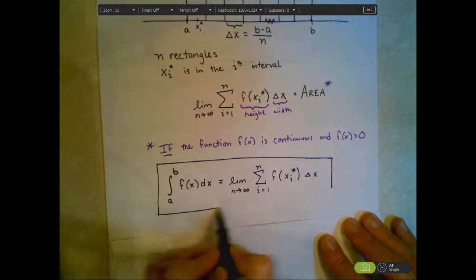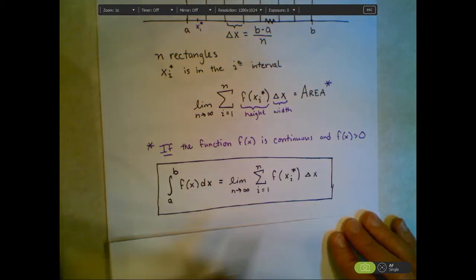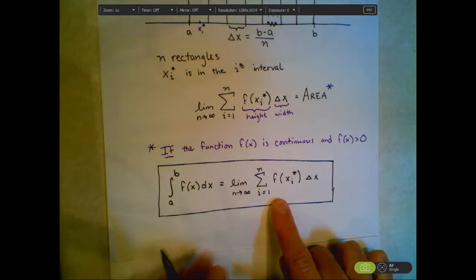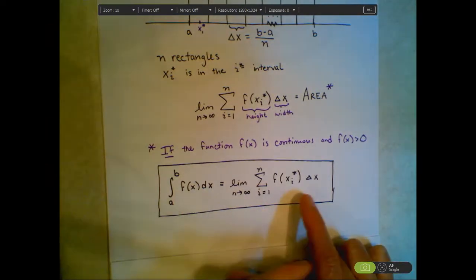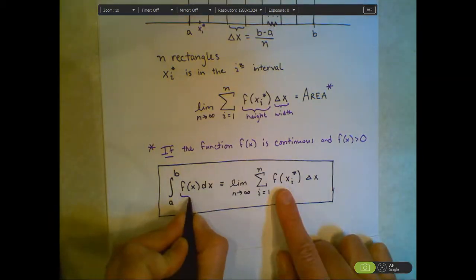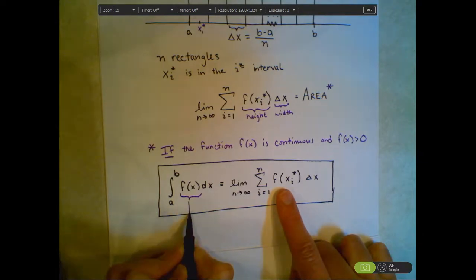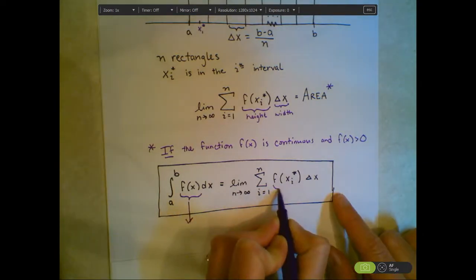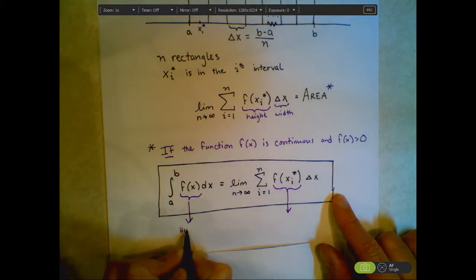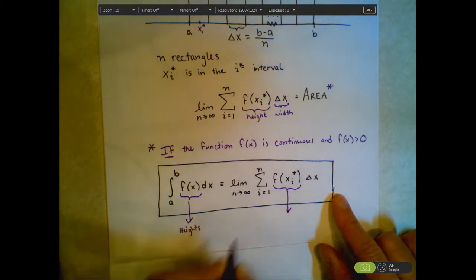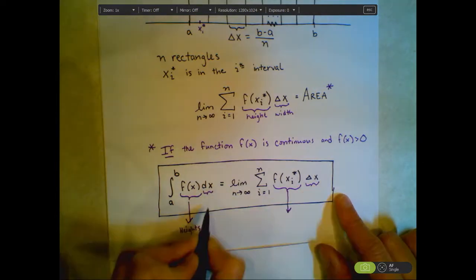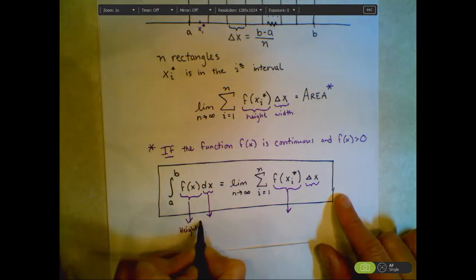What do each of these pieces mean? Let's break this down a little bit. So the first thing, you can see that some of these things are really similar to one another. The f of x is the name of the function, and really we can think of this as the height, just as we thought of this as the height. These are both the heights of the rectangles. And the dx, rather than the delta x, is the width. Maybe I should put these in parentheses.